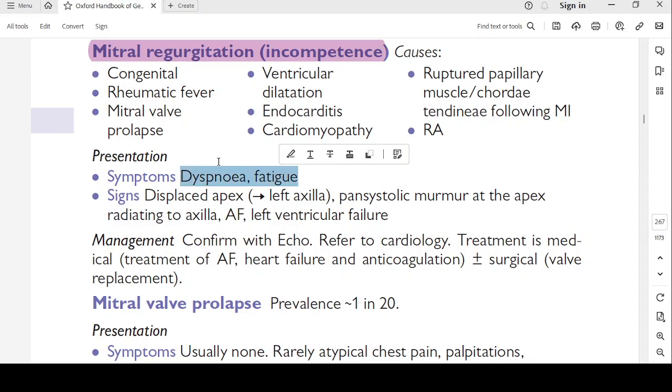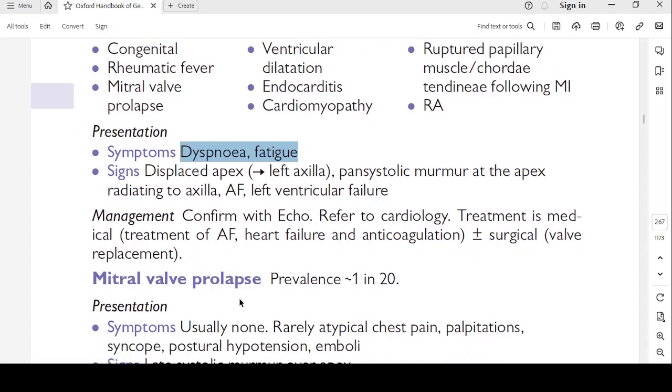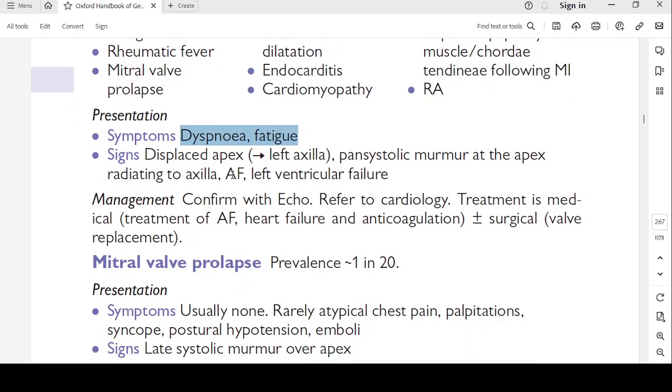So mitral regurgitation. Symptoms will be dyspnea and fatigue as more blood is not pumped through the aorta. Signs: displaced apex, left axilla, pansystolic murmur at the apex, radiating to the axilla, and atrial fibrillation, left ventricular failure. Atrial fibrillation is because there is a dilated left atrium because of reverse flow into the left atrium, and there will be left ventricular failure. Management.